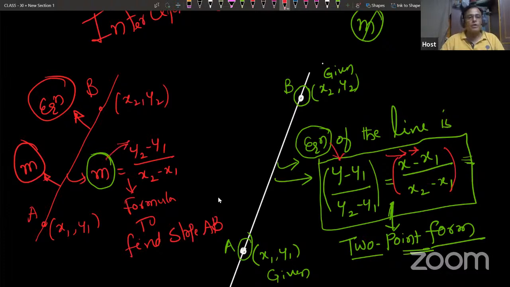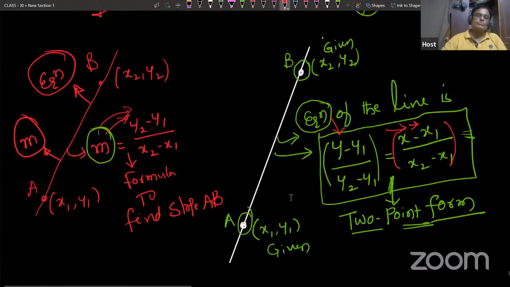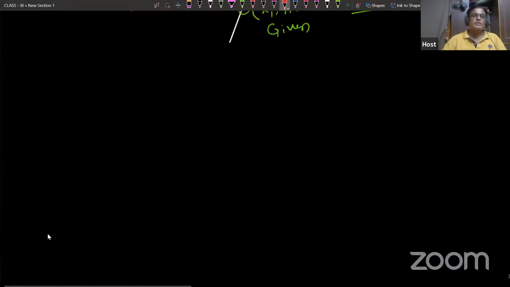This is the formula to find slope. So the 2-point form, y minus y1 is equal to... Look at this question now. Once again, this is the heading: 2-point form. 2-point form means you will give 2 points to us, that's all. Now the theorem. The theorem is like this.